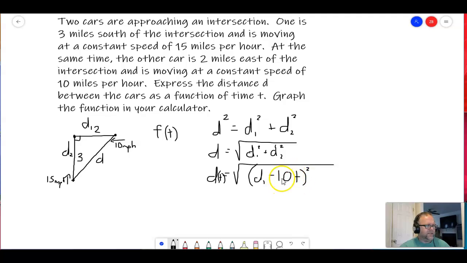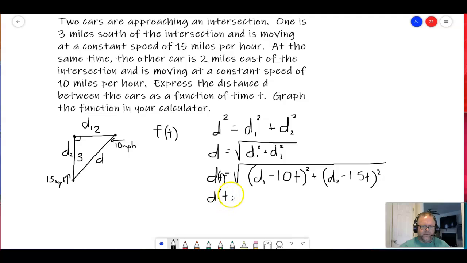So we're going to subtract that 10t there, and we're going to square it, and then we're going to add the second distance, the d2, but this time we're going to subtract 15 miles per hour, so that's going to be 15t squared. So we've got this big function here. Now we have the numbers for d1 and d2, so let's put those in.